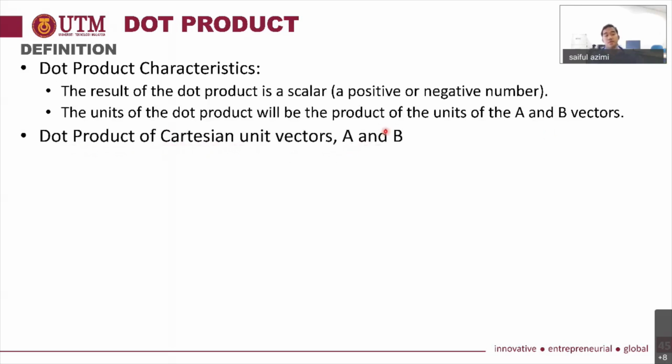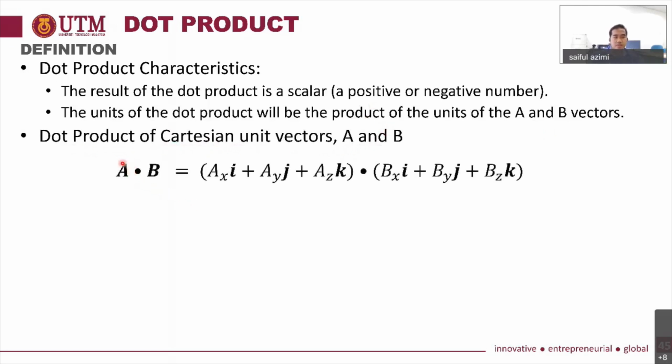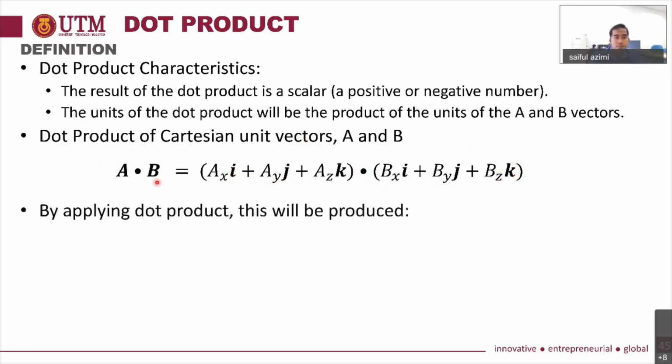So if you are given the questions in Cartesian form, how do you initiate your dot product? For example, the vector A here and the vector B here have been constructed in Cartesian unit vectors: AXi plus AYj plus AZk dot BXi plus BYj plus BZk. So how do you operate the dot product on the Cartesian units? By applying the dot product, you will get this answer: AXBX plus AYBY plus AZBZ.